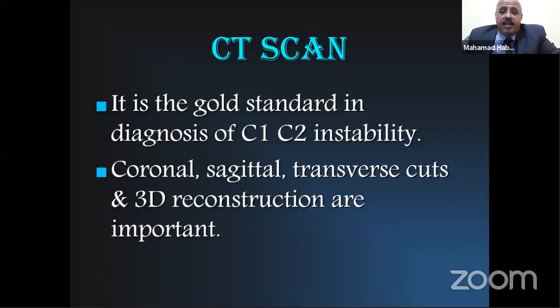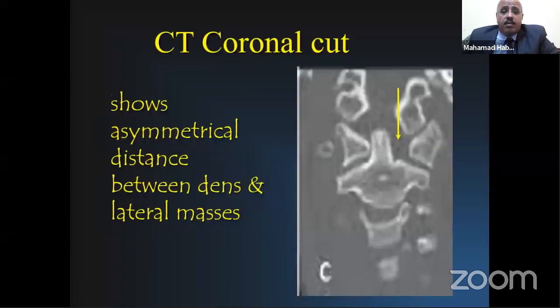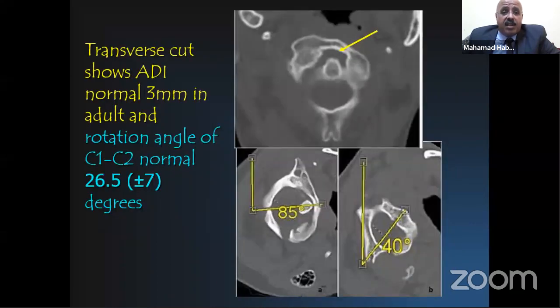CT scan. This is the gold standard in diagnosis of C1, C2 instability. You have coronal, sagittal, transverse cuts, and 3D reconstruction. All are important. This is the CT coronal cut. It shows an asymmetrical distance between dens and lateral mass, like the yellow arrow pointing. This is a transverse cut showing atlantodental interval, which is normally 3 mm in adults. As you see here, it's more than 3. It's almost 6.